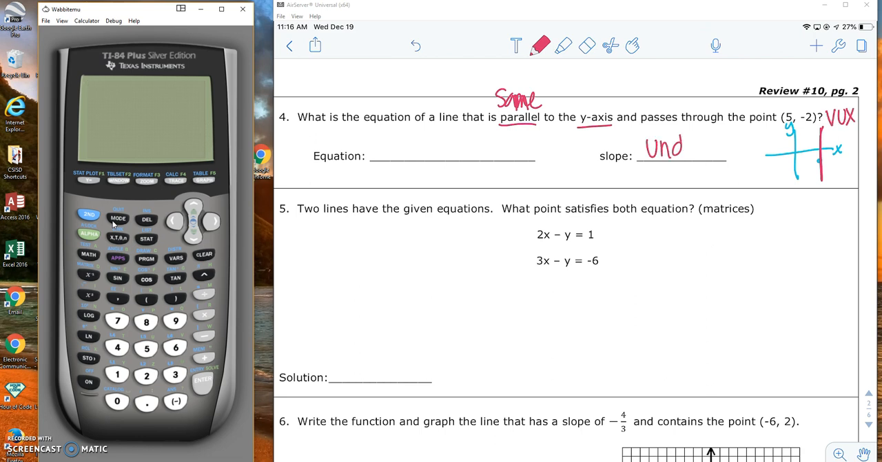So my slope of a VUX is undefined. That's what the U in VUX stands for. And my equation is going to be the x in VUX. So x equals the x from my point. So x equals 5.